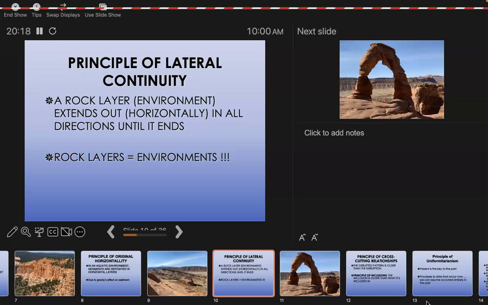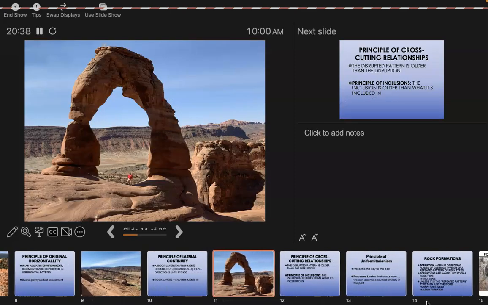A rock layer extends outwards or horizontally in all directions until it ends. Okay. So it's going to end at some point, but what does that actually mean? I'm going to come back to this in a second, so forgive me for switching slides real quick. So we've got some rock here, and me standing underneath that big rock. That's Great Arch, I forget what it's called. We're in Arches National Park here. So we've got this rock here, and that rock behind me that we were just looking at a couple minutes ago. Then we've got all that rock in the background.